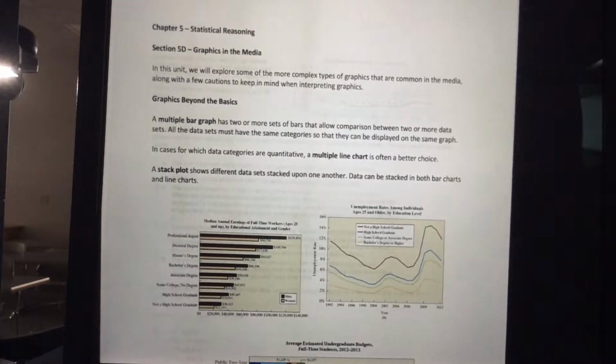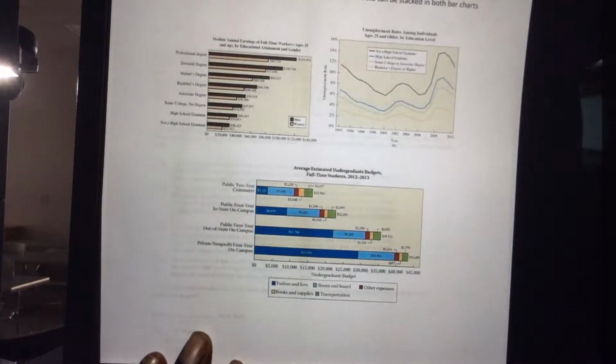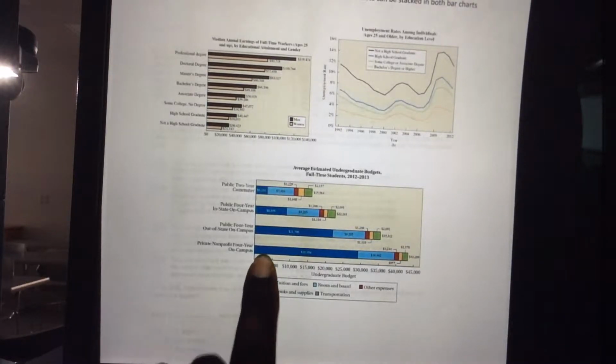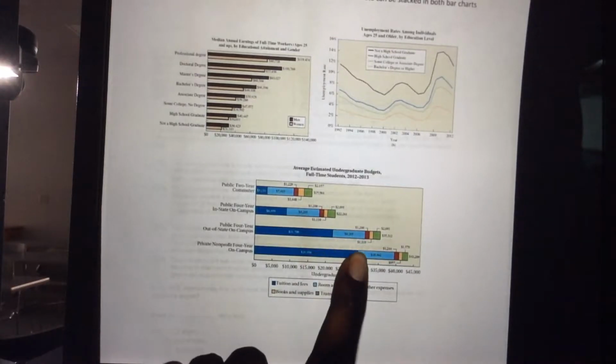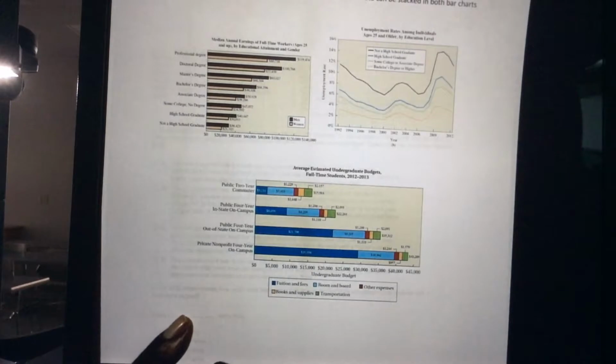Okay, the third is the stack plot. This is what a stack plot would look like. You have different data sets stacked on top of one another. And it can be stacked in both bar charts and line charts. So here, this is a stacked bar chart. The bars are stacked on top of each other. And they use different colors here, as you can see, to indicate which is which.